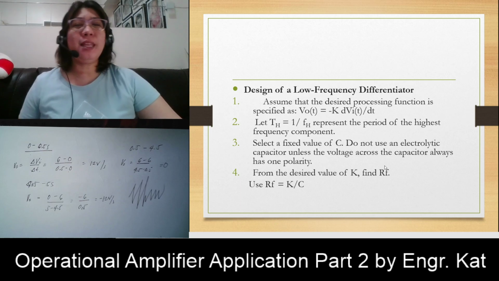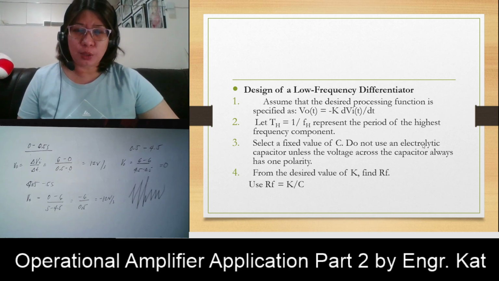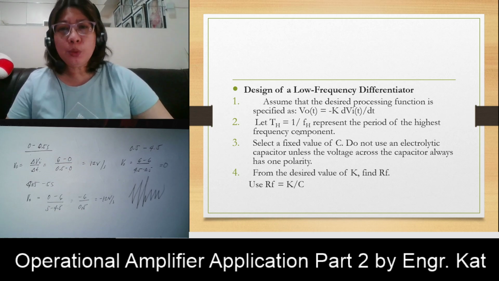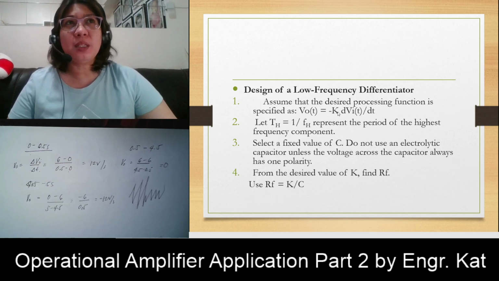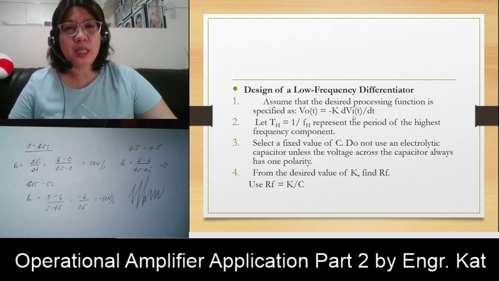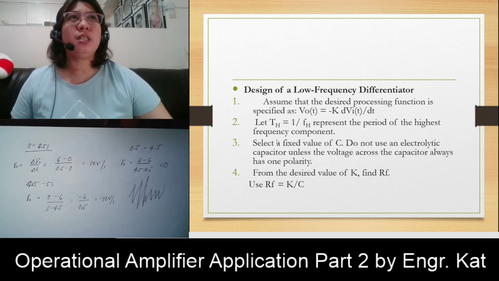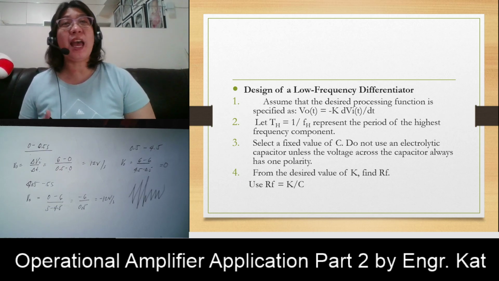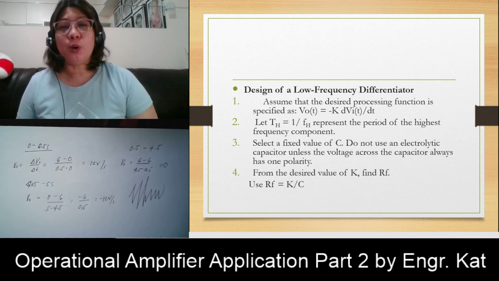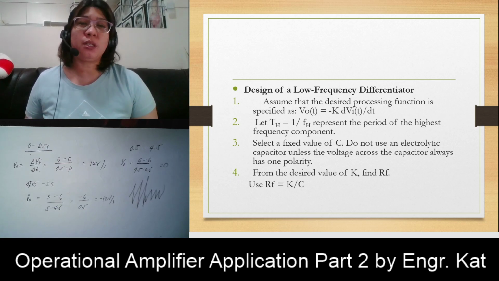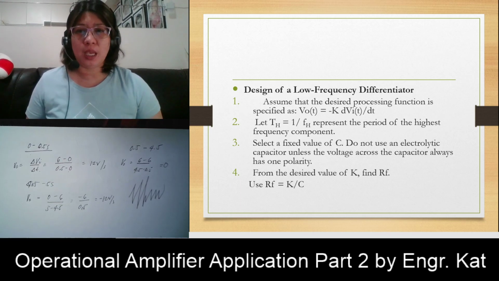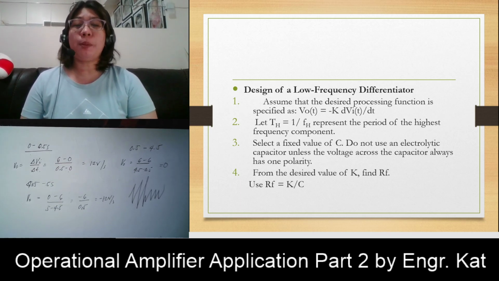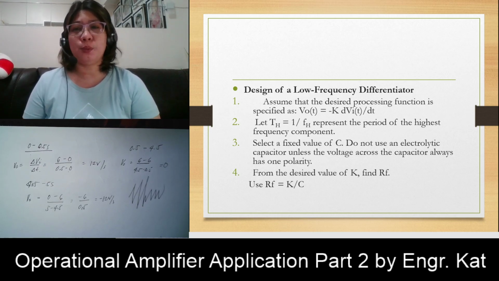So the design is just like what we had in our integrator circuit. We're going to assume that the desired processing function is specified as vO(t). So this time our K is RC. Previously our K is 1 over RC, change in vI(t) over dt. So let TH, this time we are talking about the highest frequency. For the integrator, we are considering the lowest frequency, while for a differentiator, we are considering the highest frequency. So this is the reciprocal, which represents the period of the highest frequency component.